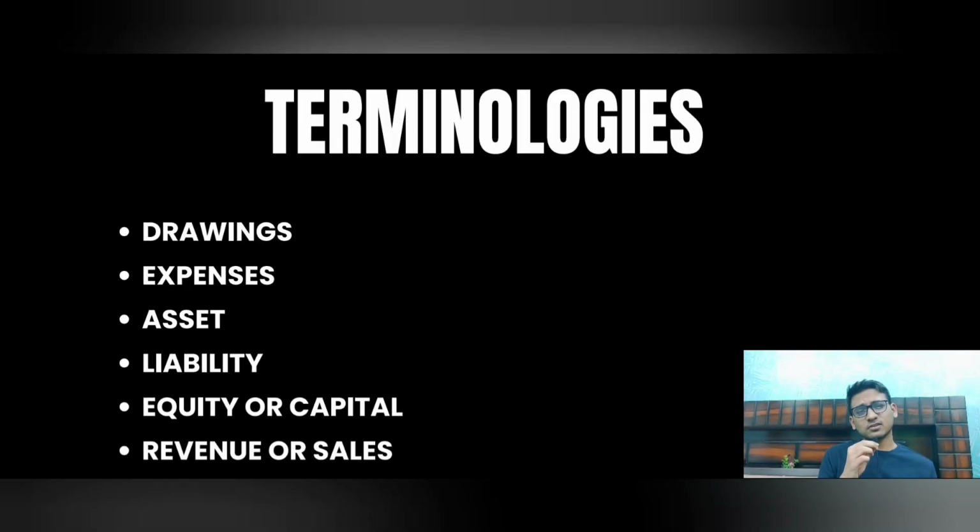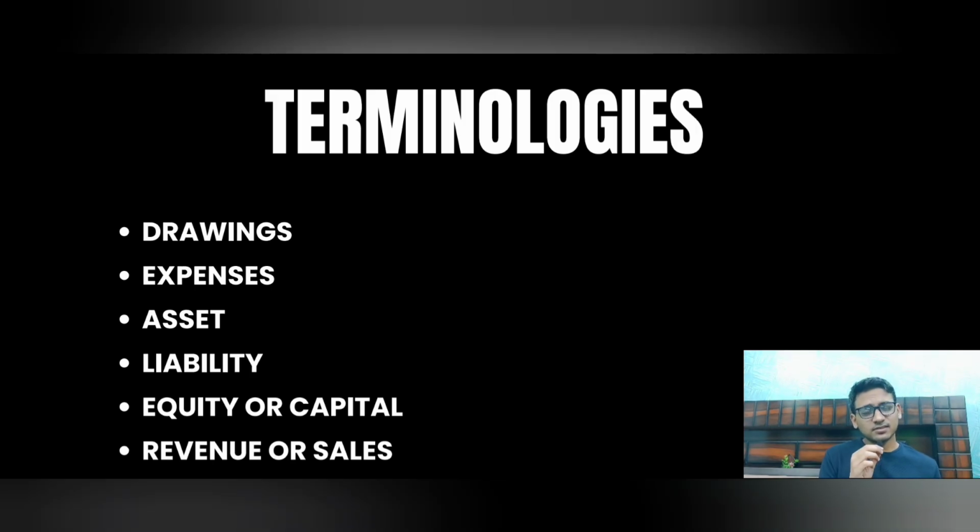Before we move on to the journal, there are certain terminologies that I want you guys to keep in mind. Though I have covered these terms in my previous videos, let's just go through it again. Number one are drawings. Drawings refer to the amount that the owner borrows from the business for their own personal use. And number two are expenses. Expenses refer to the costs that are incurred by a business, for example, a rent that a company has to pay or the salaries.